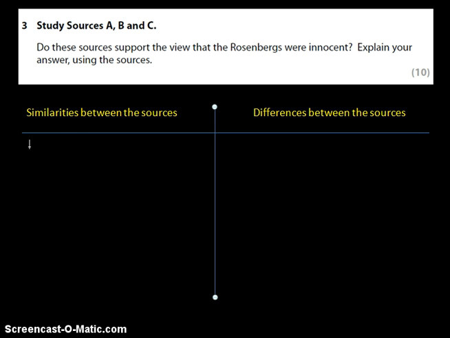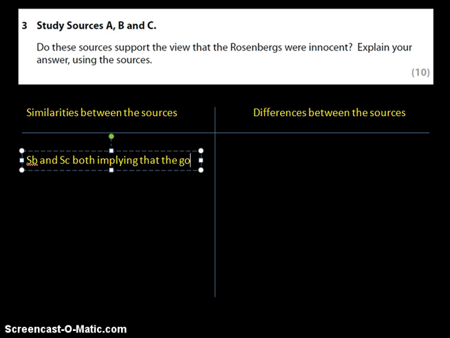So the first thing that I would probably say in terms of similarities is that source B and source C are both implying that the government had lied or exaggerated evidence.